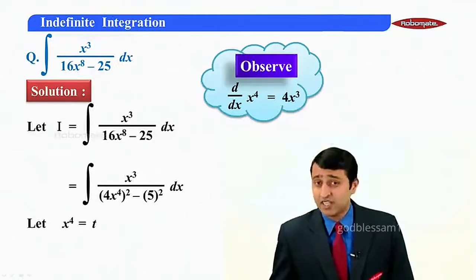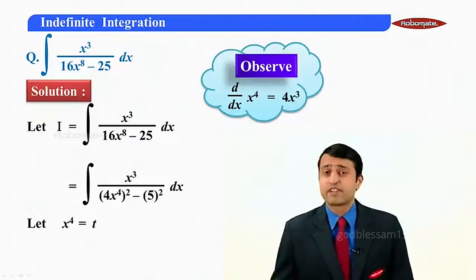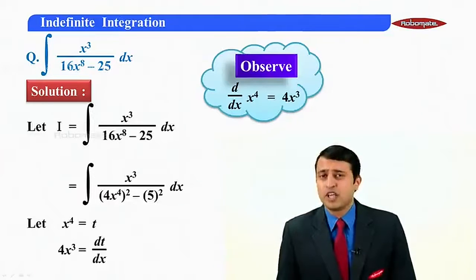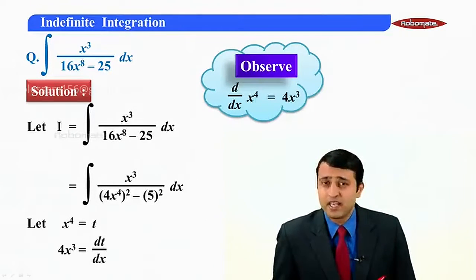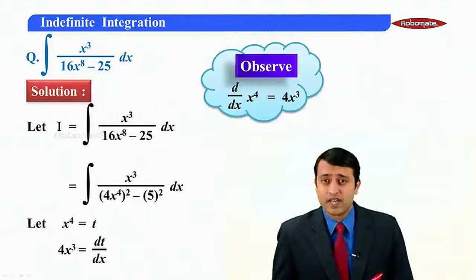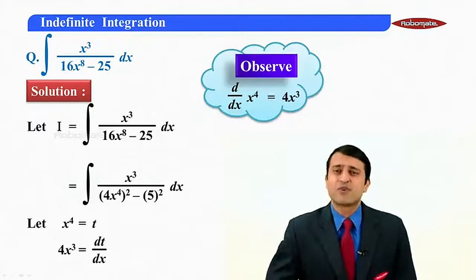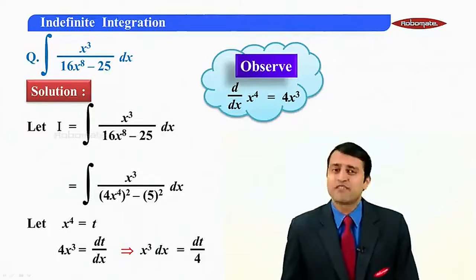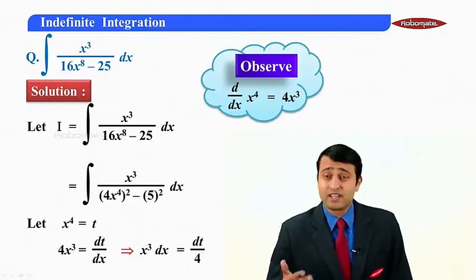So obviously the next step is differentiating, and on differentiating what do we get is 4x cube dx is equal to dt. Here 4x cube is dt by dx. Now we have only x cube dx in the numerator, so let's interchange this 4 and dx. So what we get is x cube dx is dt by 4. What will the integral look like?